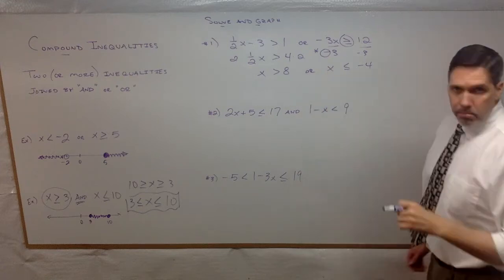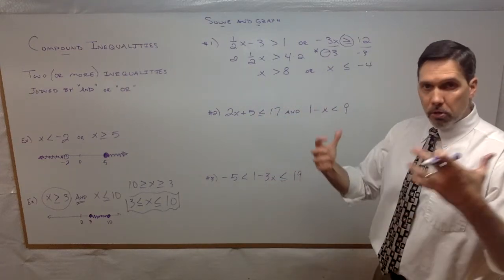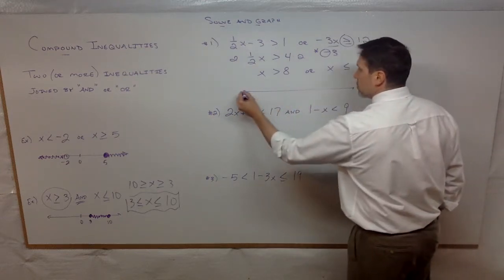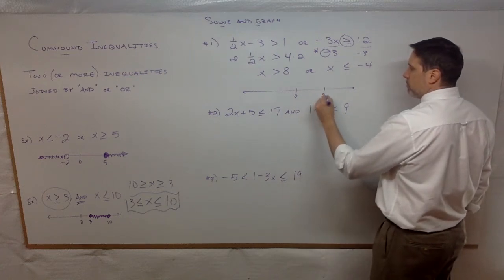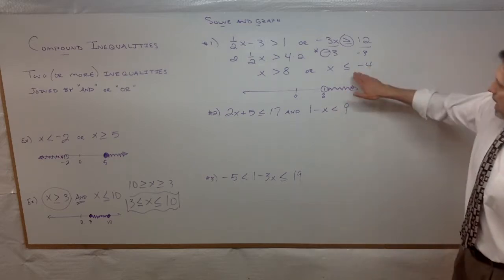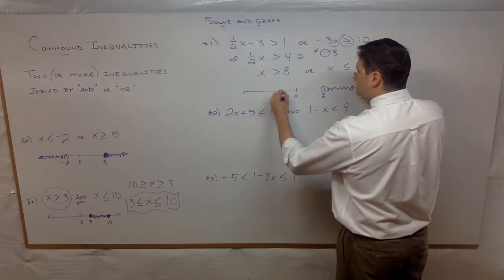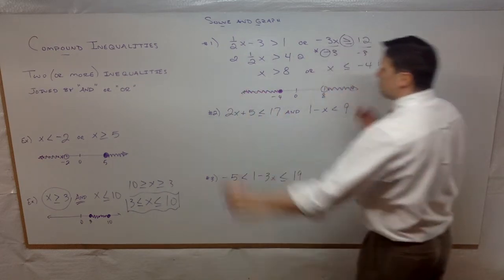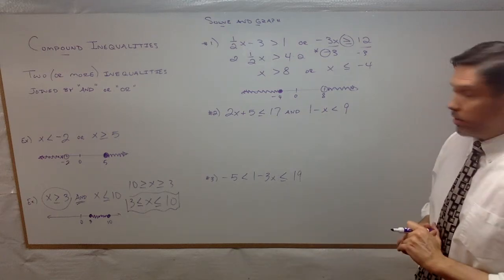This is an or statement. Anything that qualifies here or here is good. We don't have to worry about them together. So as far as my solution is concerned, I graph all numbers that are greater than 8. Everything greater than 8 is good, as is everything less than or equal to -4. That's also good. So close that, shade to the left, and there's your graphed solution to this compound inequality.